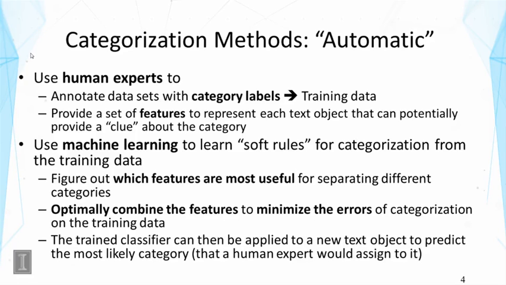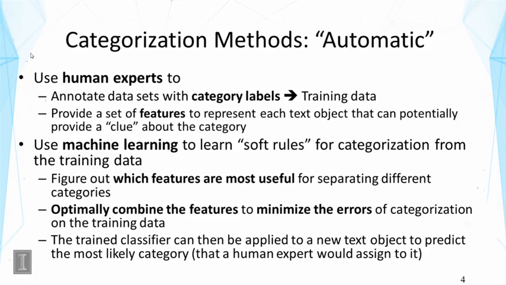More specifically, we have to use human experts to help in 2 ways. First, the human experts must annotate datasets with category labels. We tell the computer which documents should receive which categories. And this is called training data. And then secondly, the human experts also need to provide a set of features to represent each text object that can potentially provide a clue about the category. So we need to provide some basic features for the computers to look into. And in the case of text, a natural choice would be the words.